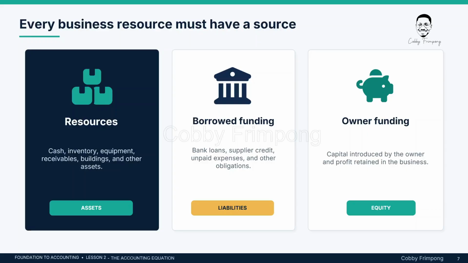Business resources may be financed by borrowed money, by credit from suppliers, or by the owner. This is why assets appear on one side of the equation, while liabilities and equity appear on the other side.